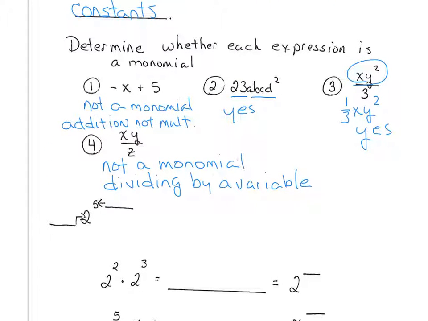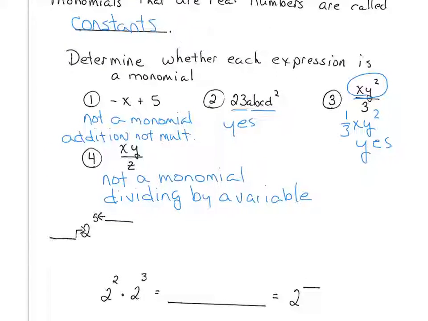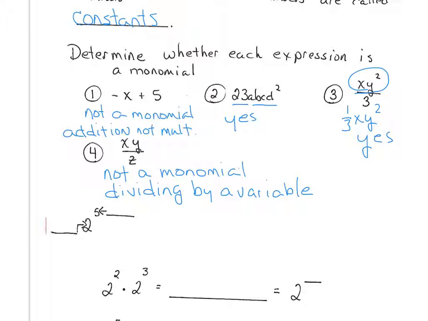Now here I have 2 to the 5th. 2 is called the base, and in this expression, 5 is the exponent. So we're going to be looking at some numbers that have a base and an exponent and taking it a little bit farther than you've seen before.